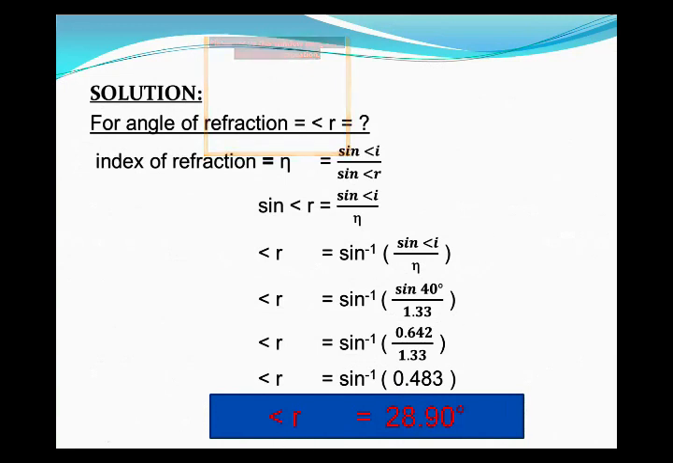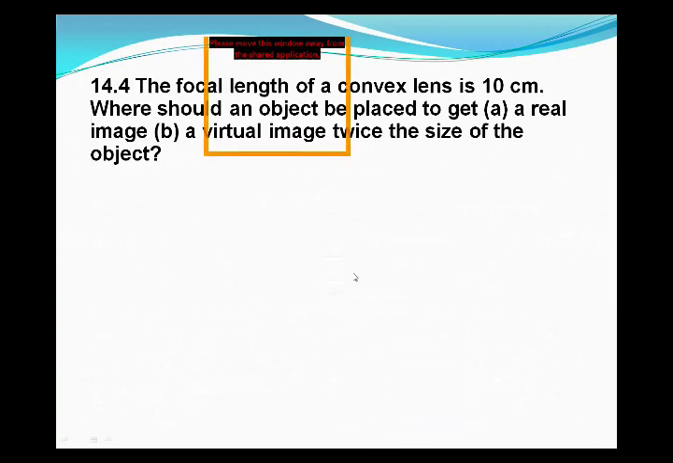So here the angle of refraction will be equal to 28.90 degrees. Now we are going to solve the next numerical, that is 14.4, and the question is: the focal length of a convex lens is 10 centimeter. Where should an object be placed to get a real image? And the second one, a virtual image twice the size of the object.